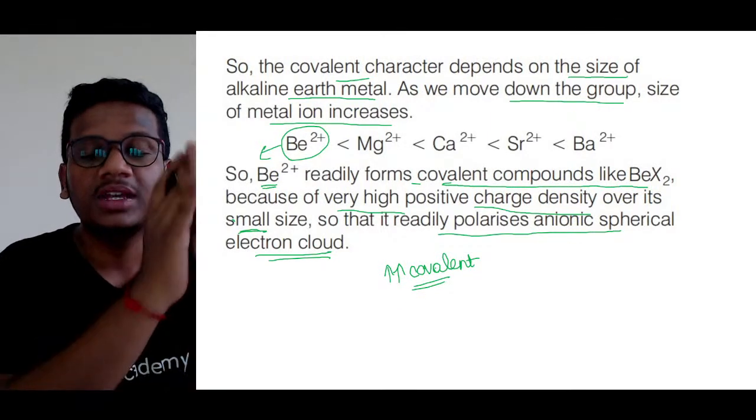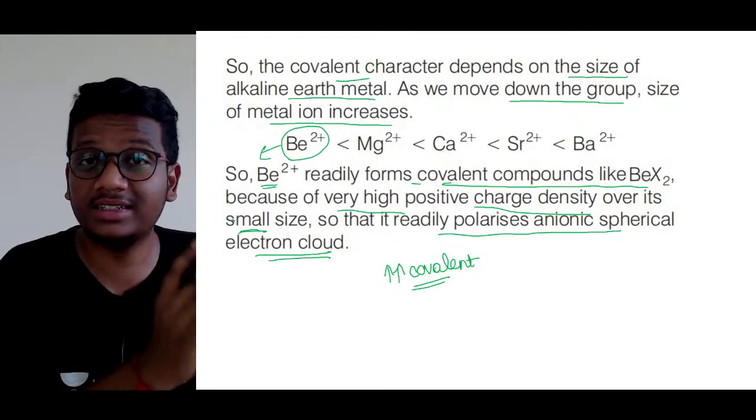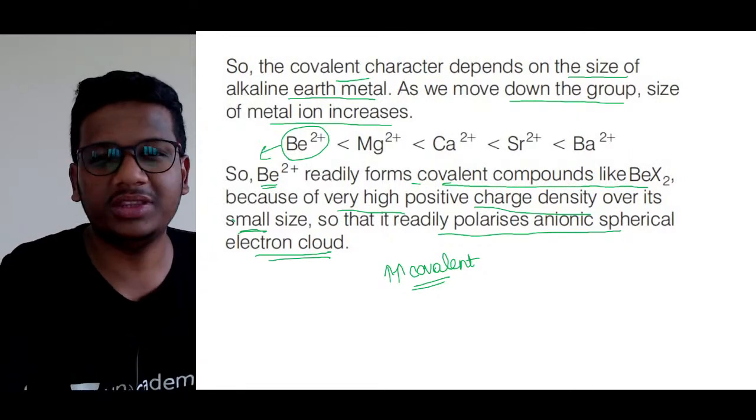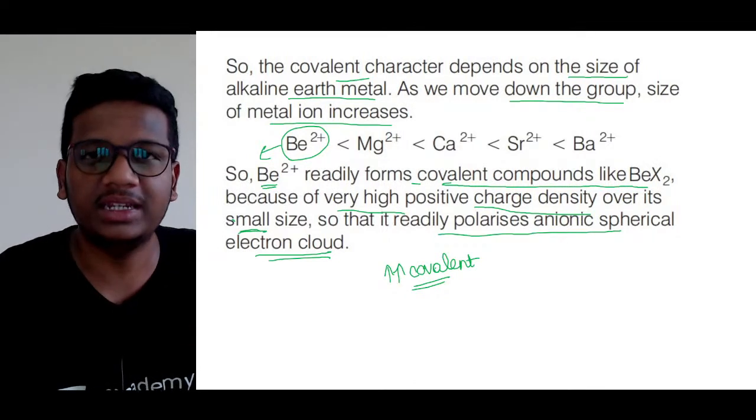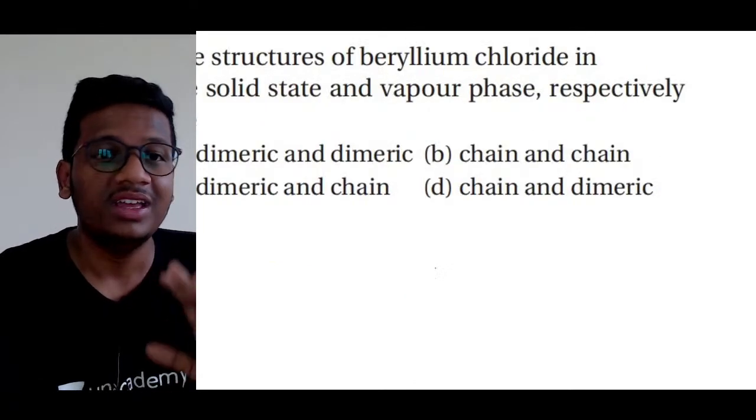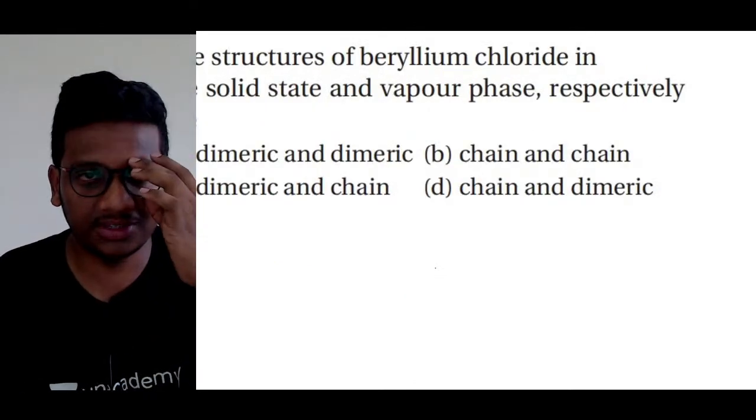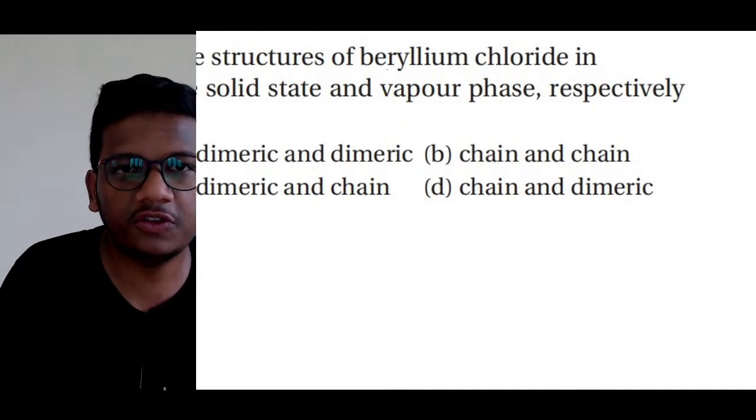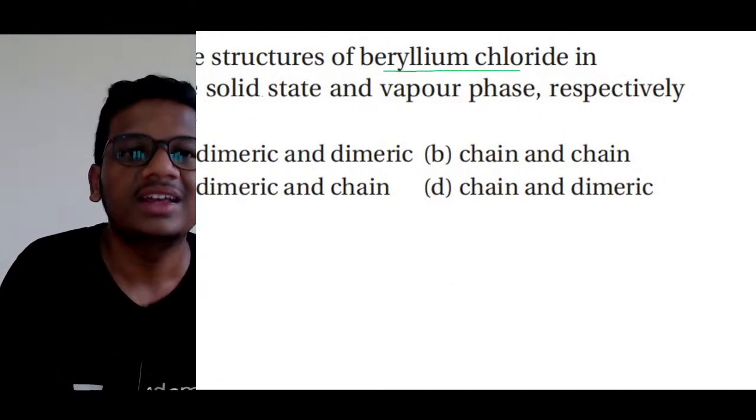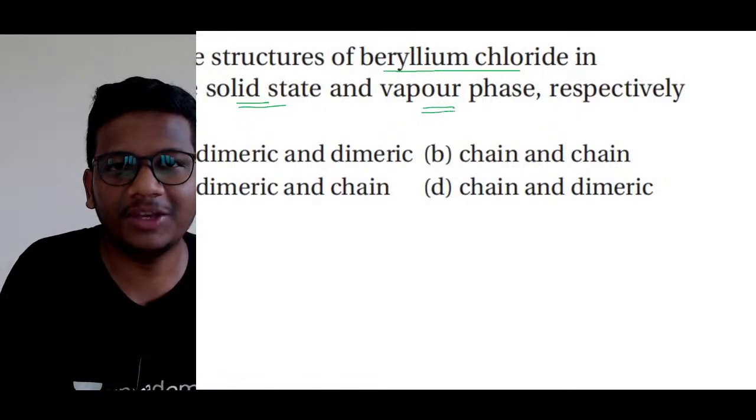For the second group, the size is more, so the covalent character is very less, right? It's a very important thing. These are the exceptions that you need to know in inorganic chemistry to master it. Okay, finally we came to the last MCQ, I suppose, of today's session. The structure of beryllium chloride in the solid state and vapor phase respectively are.